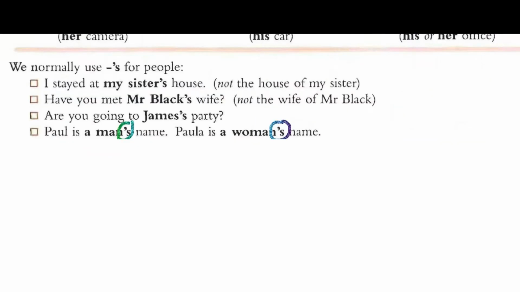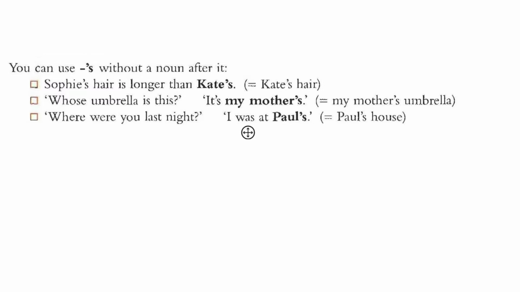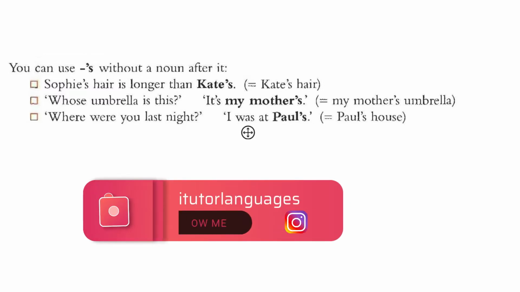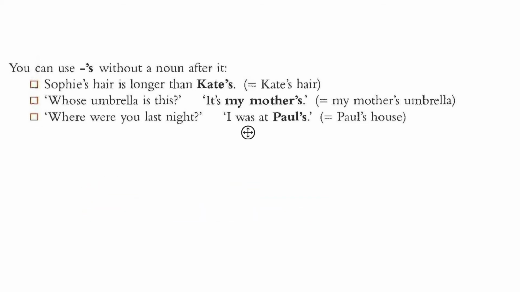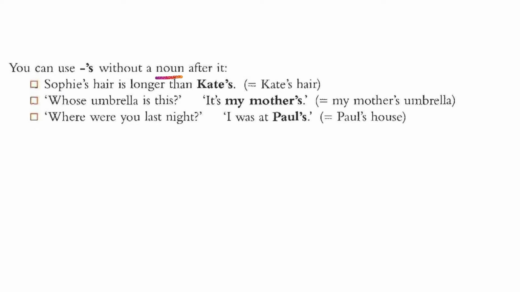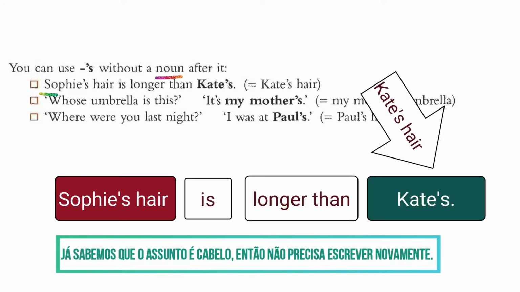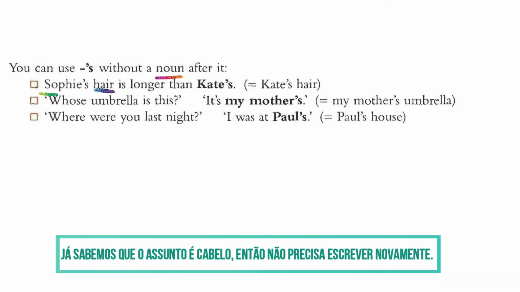Okay, so let's continue here. You can use apostrophe S without a noun after it. So it's not necessary to use a noun after the apostrophe S. So you can say Sophie's hair is longer than Kate's. You could say Kate's hair, but it is not necessary because we already know that we're talking about hair.